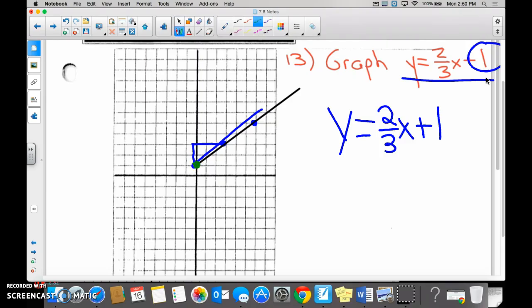So if we graph the y-intercept at 1, we know the slope is rise 2, run 3. Rise 2, run 3. And then connect your dots, right? Okay, next one.